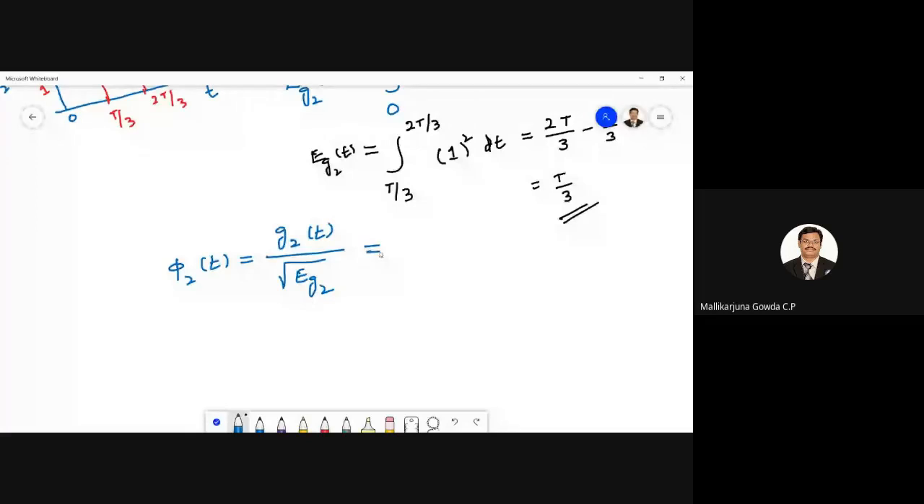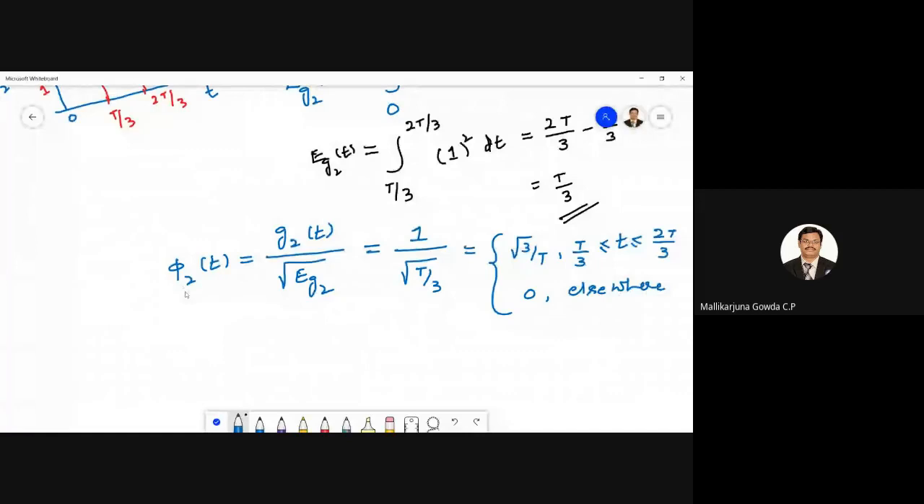So G2 of t will be 1 over the interval t by 3 to 2t by 3, and the energy of the signal will be t by 3. I can write root of t by 3, which is equal to, can I write root of 3 by t? Yes. So it will be root of 3 by t over the interval of t by 3 to 2t by 3, and it will be 0 elsewhere. So I found what is pi 2 of t. Okay, so this is the second step.